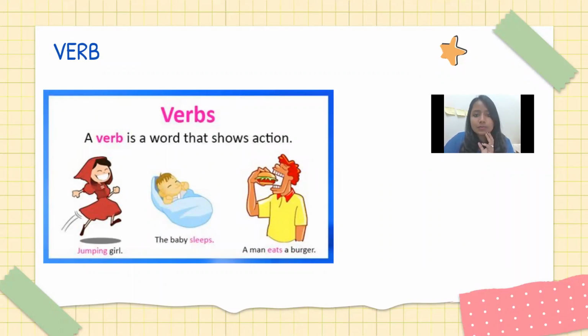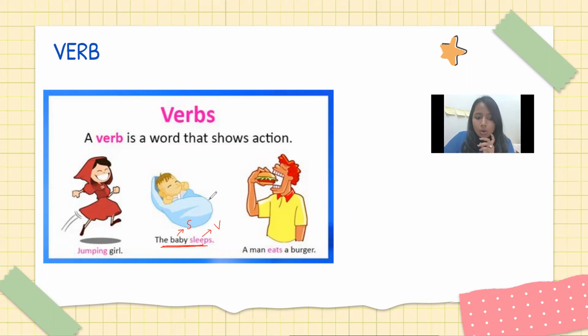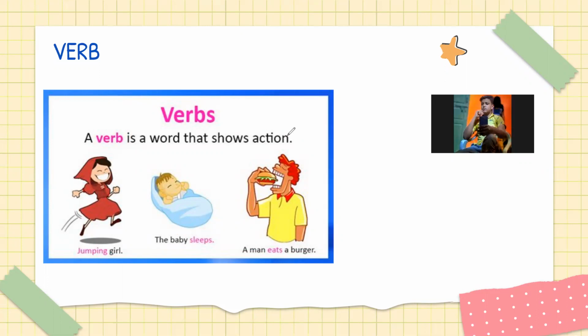In this, what is the subject? Baby. Baby is the subject. Sleep is the verb. Okay, because the sentence is talking about a baby. Here, man is the subject because they're talking about a man. Here, girl is the subject because they're talking about a girl. And the verb is eats, sleeps, jumping. Okay. So this is the difference between subject and verb.